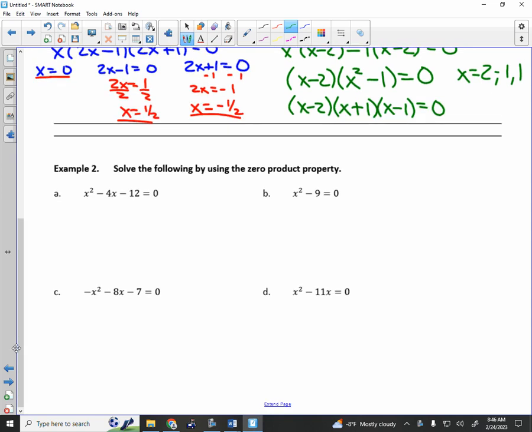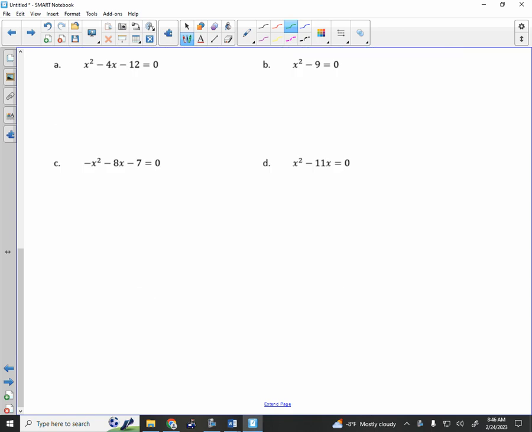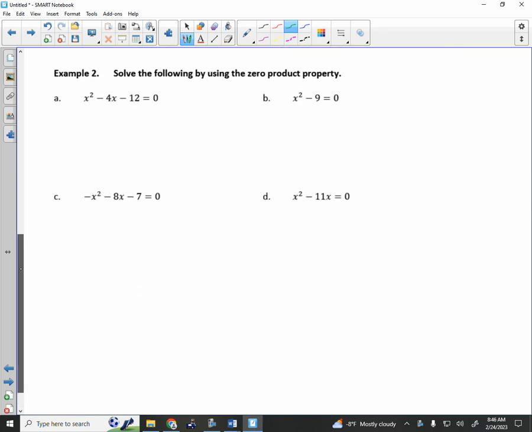Now, some of those are tougher than others. I want you to try A, B, C, D on your own. These should be a little bit easier. Try A, B, C, D on your own. Okay, see what you can come up with. Try to factor those and find the solutions. Go.